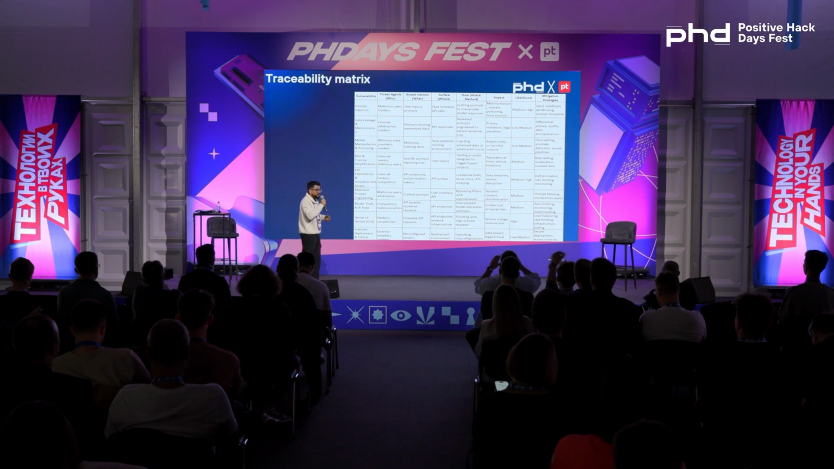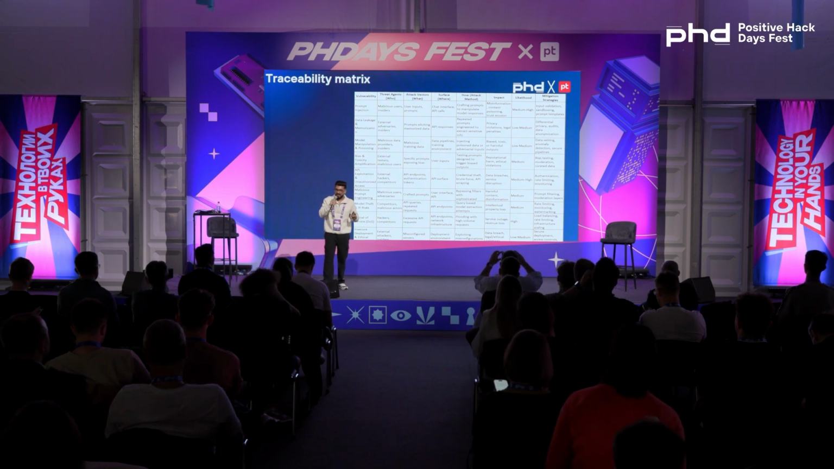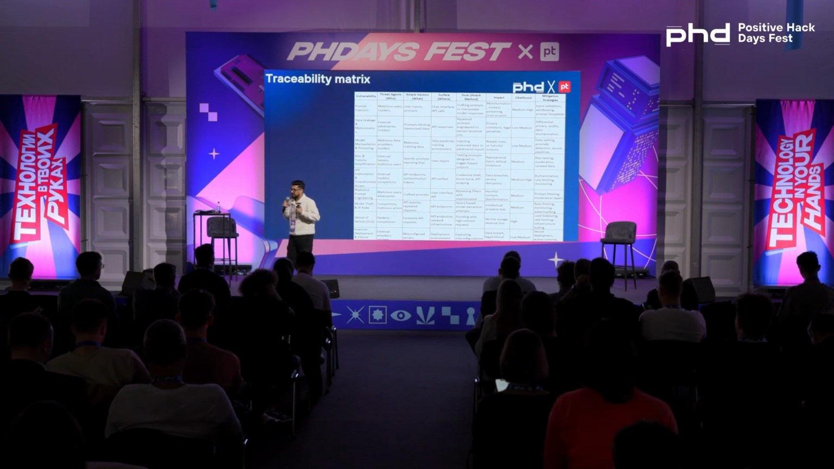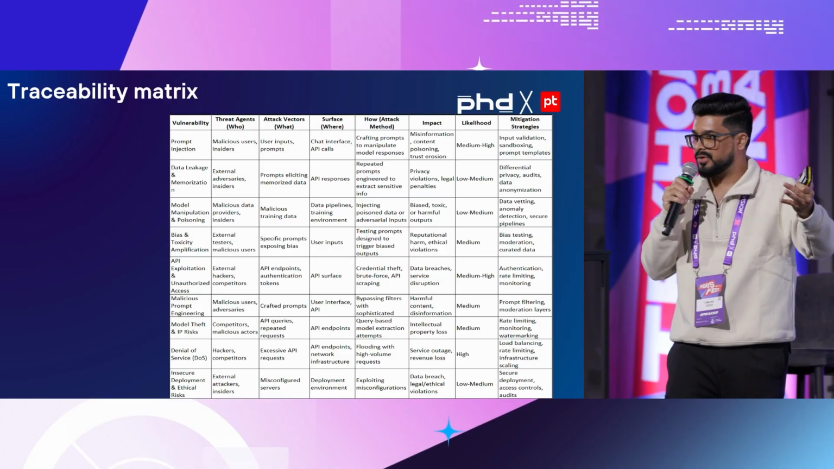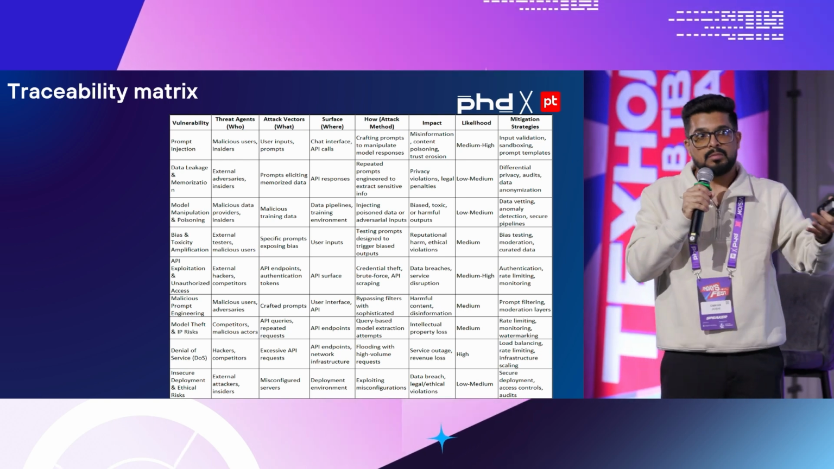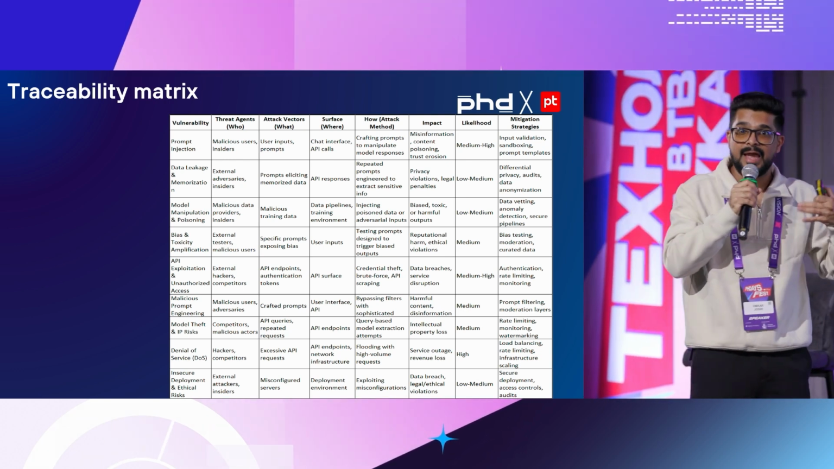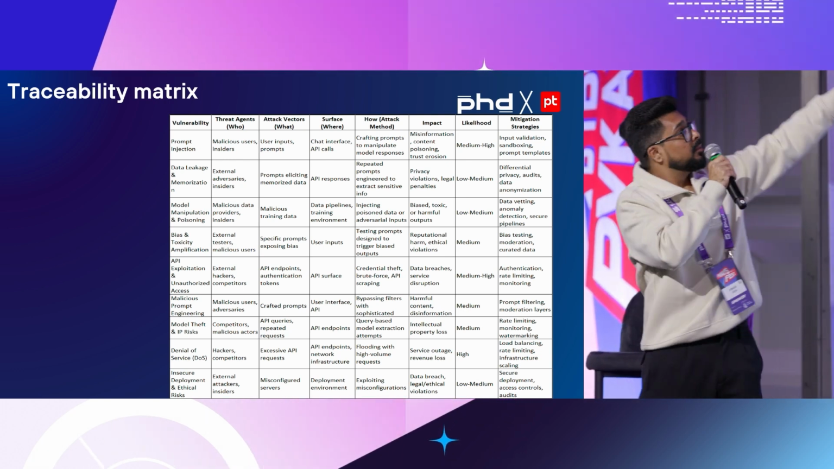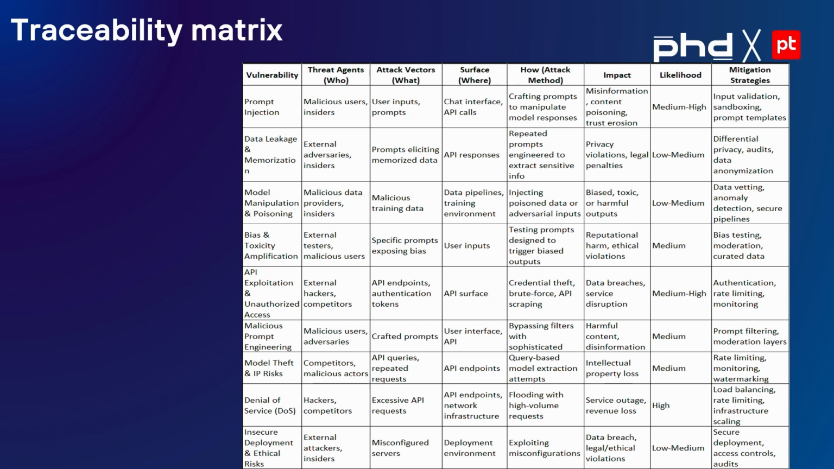Now, as I mentioned before, the traceability matrix. Why is it important? We have different frameworks we discussed, like STRIDE, PASTA, and multiple others, and OWASP as well. But the traceability matrix talks about different factors. One is the vulnerability, what exactly the threat is. Another is the threat agents: who is the actual attacker, or the user with malicious intent.